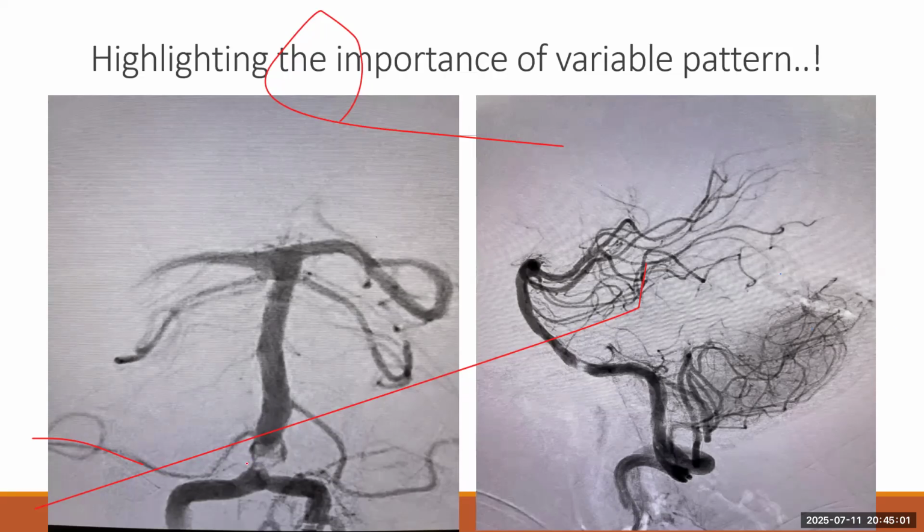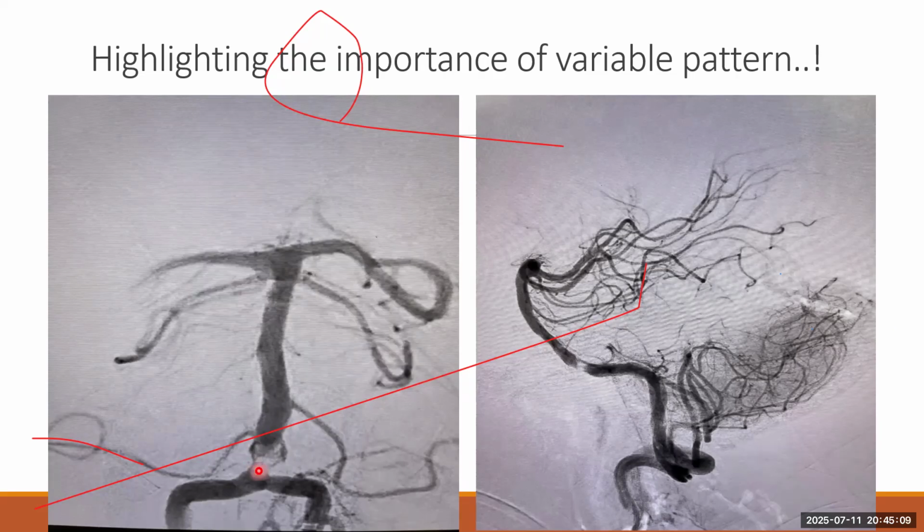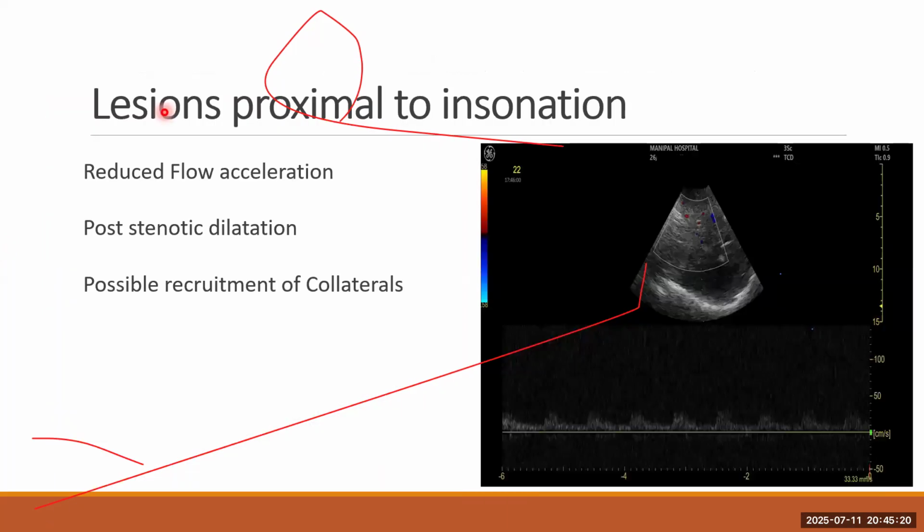So here we can see this. There is one sec pointer. Here there is a stenosis. It's secondary to a thrombus, which is down in the proximal portion of the basilar artery. So again, we did identify what could be the changes in the pattern if the insonation is at the lesion.